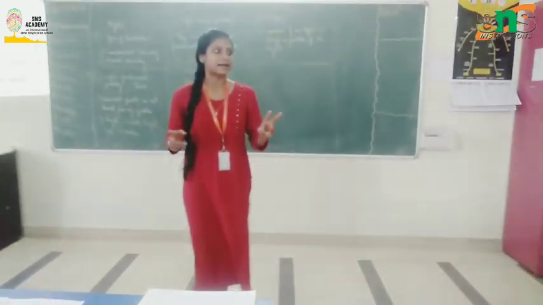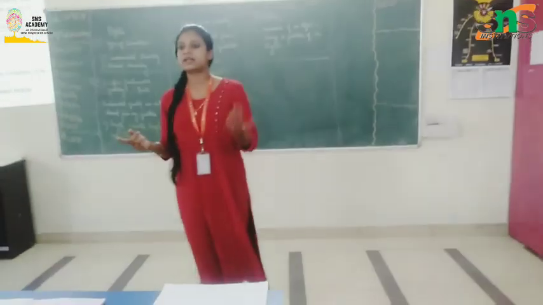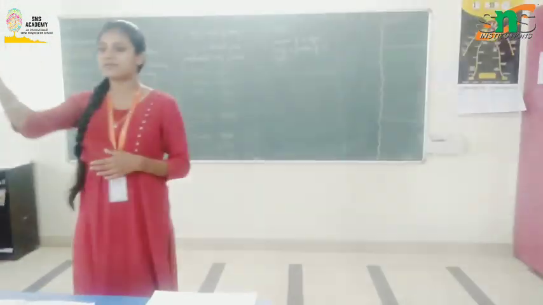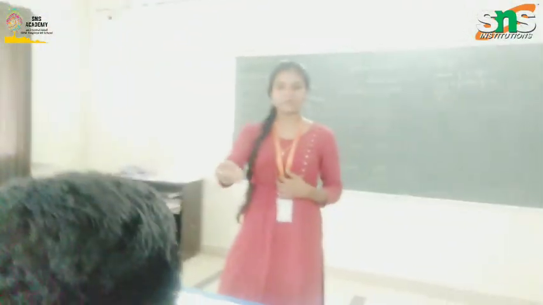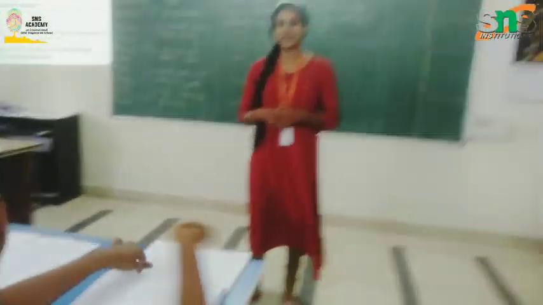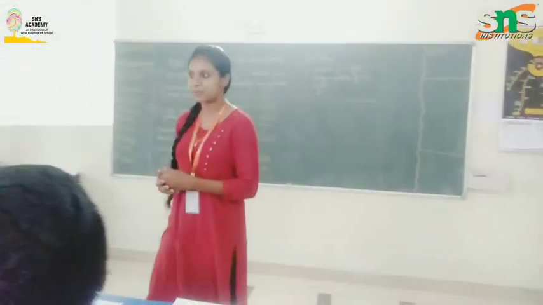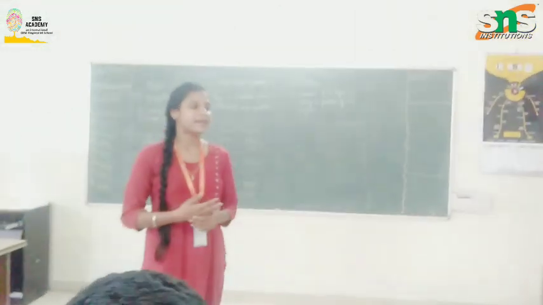It depends on two factors: one is distance, another one is time. So the formula of speed will be distance by time. The SI unit of speed will be meter per second. There are various other units of speed, that is kilometer per hour, miles per second.